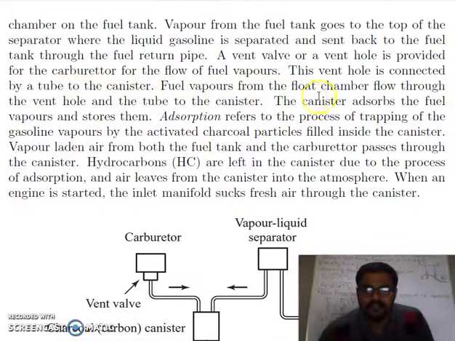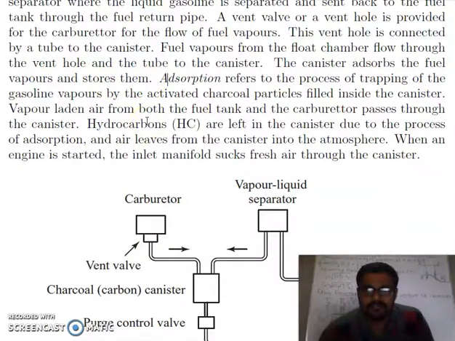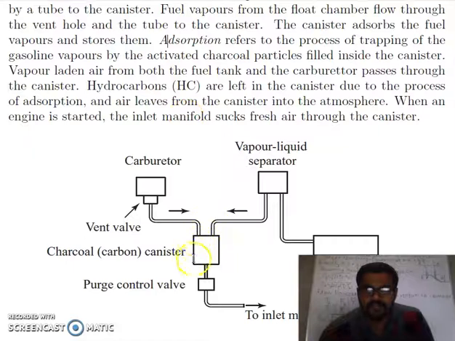Fuel vapors from the float chamber flow through this vent hole and the tube to the canister, from this tube to this canister. The canister absorbs the fuel vapors and stores them. So this canister will absorb these fuel vapors and store them.